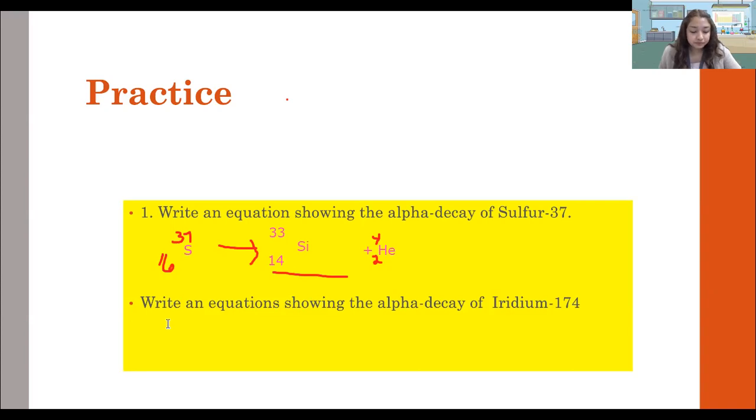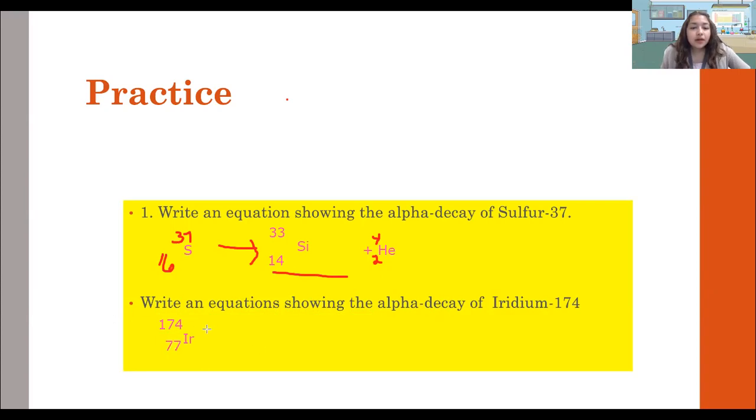which is iridium. So we're starting off with Ir for iridium. Its mass, it said, was 174. So I'm going to put the 174 up at the top. And if we look at our periodic table, the atomic number of iridium is 77. So I'm going to put that at the bottom, 77. All right.